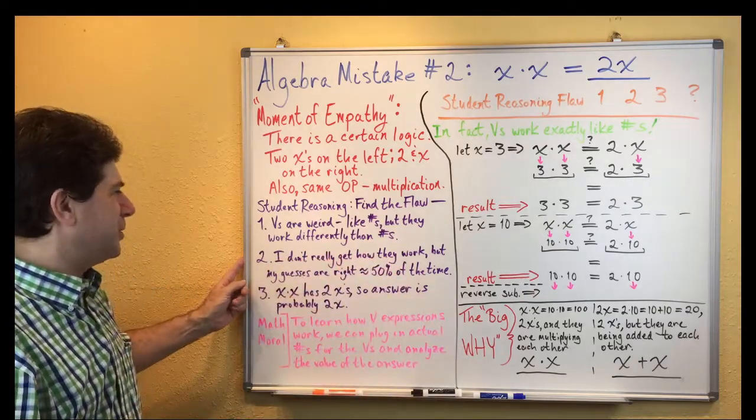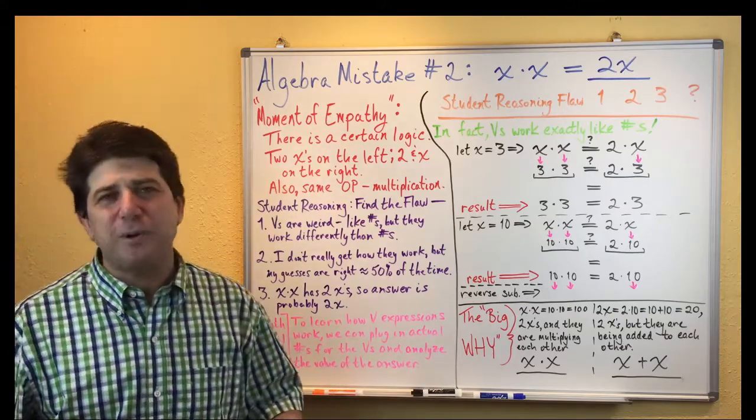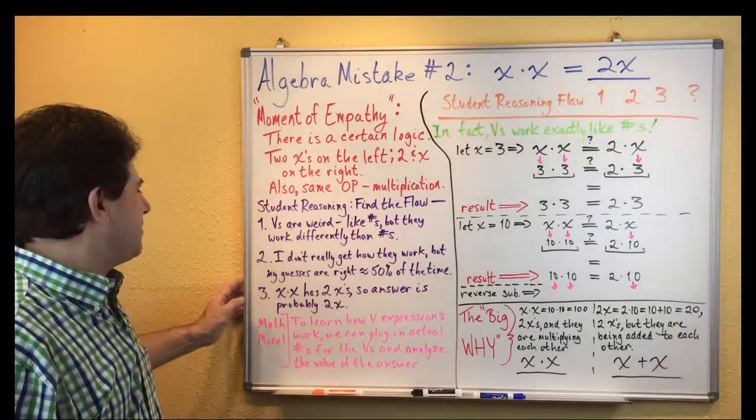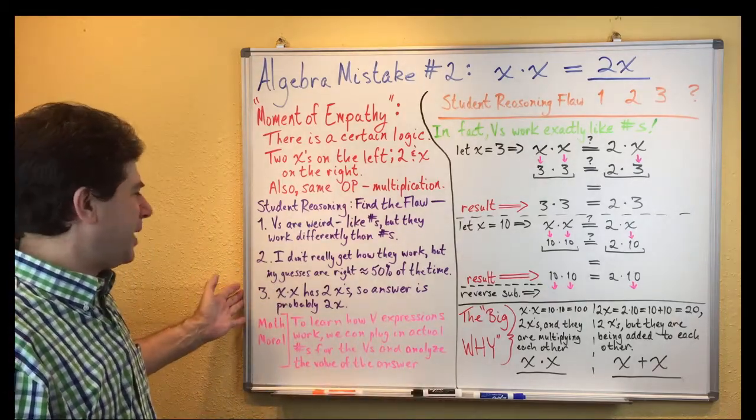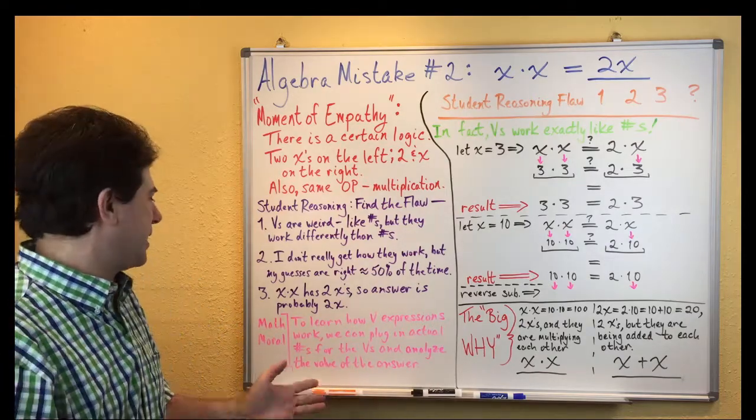Step 2 in students' thoughts. I don't really get how variables work, but my guesses are right about 50% of the time. So, may as well guess. Step number 3, x times x has 2 x's, so the answer is probably 2x. So we'll put down 2x.